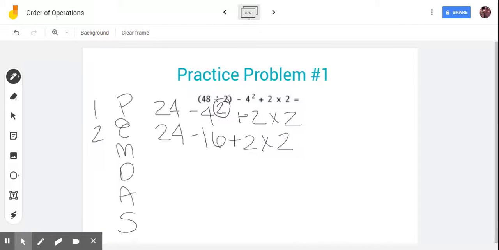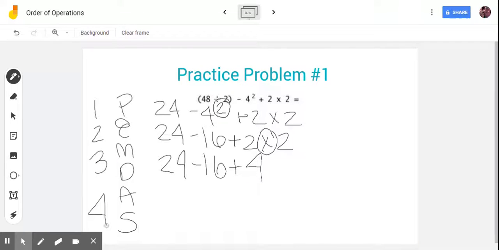Now we're going to look for multiplication or division in our third step. So we're going to look from left to right, and we're going to see what our first mathematic symbol is for multiplication or division, and what I see is a multiplication one. So 24 minus 16, we're just going to rewrite that because we don't need to do anything with that yet. And then 2 times 2 is 4.